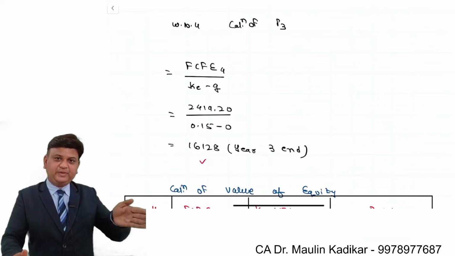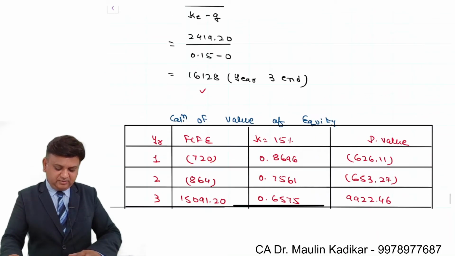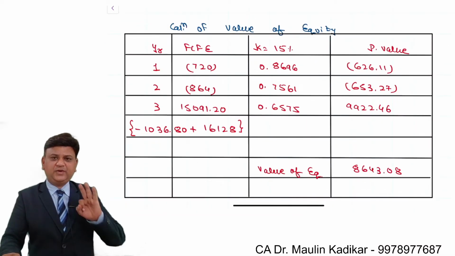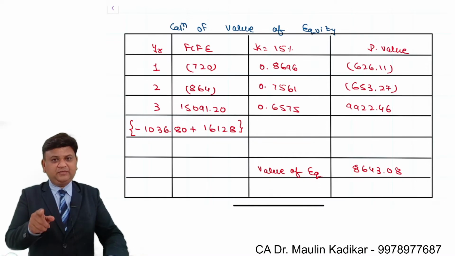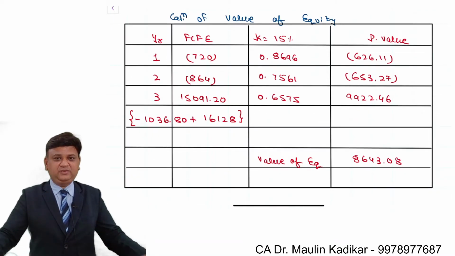Fourth year onwards for perpetuity, whatever you are going to receive, all of them are discounted to the third year end. That is P3. Lastly, the value of the equity, in which first 3 years are cash outflow. Means you have to understand that you need to invest if you expand your business for the first 3 years. Fourth year onwards, you will be able to get the cash inflow. All of them are discounted to the third year end. Net will be discounted in present value term to compute value of equity.